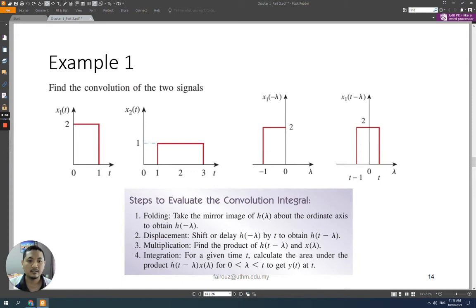Next is the third step, multiplication. Once we have displaced this, we have to multiply with the x2, right? And then we have to integrate. Now let's look at the third step, which is multiplication.